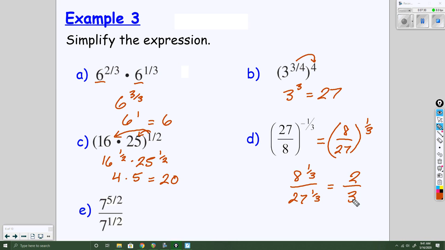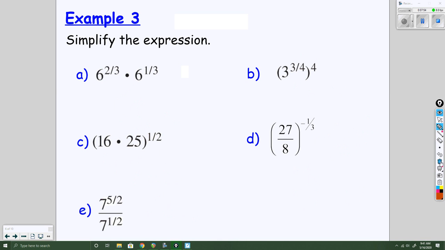All right, now in part E, this is just using quotient rule here. They have the same base, so we can simplify this. 5/2 minus 1/2. We're going to subtract those exponents. That would be 4/2, or 2, and 7 squared is 49. Awesome. Now we're going to get into more complex expressions where we have both variables and integer coefficients.